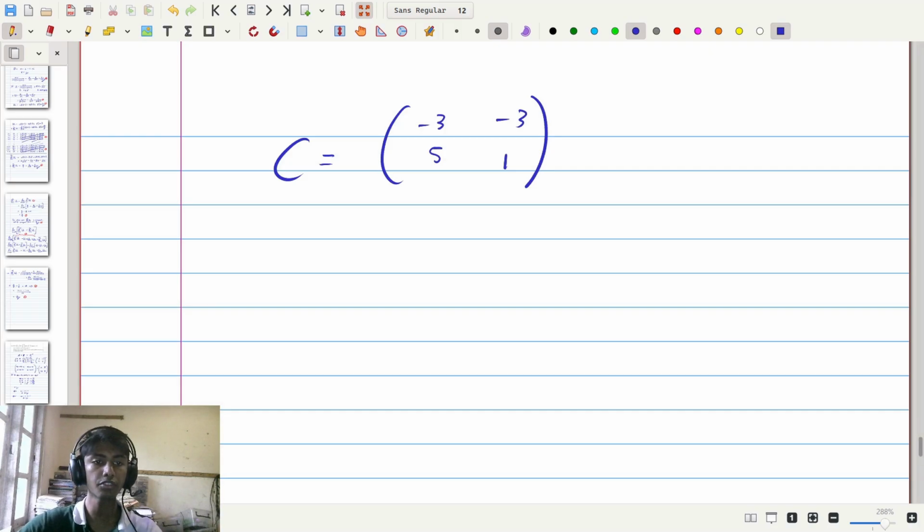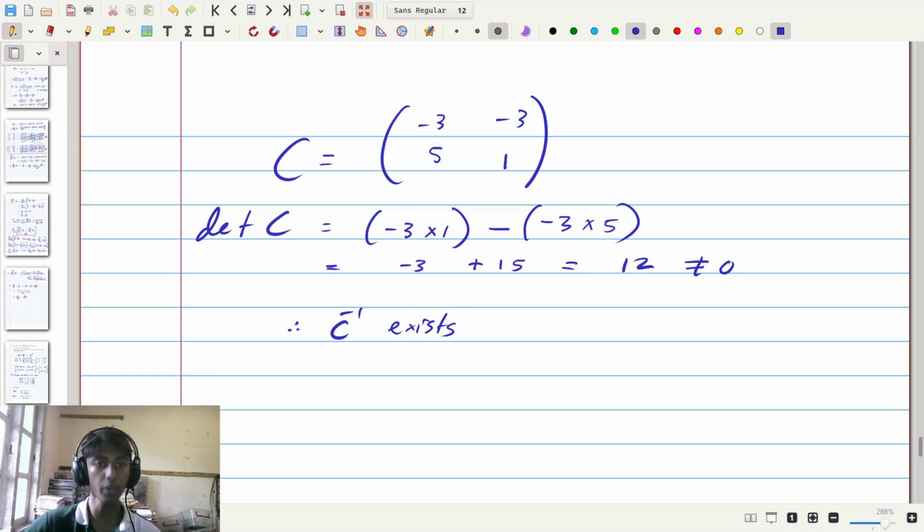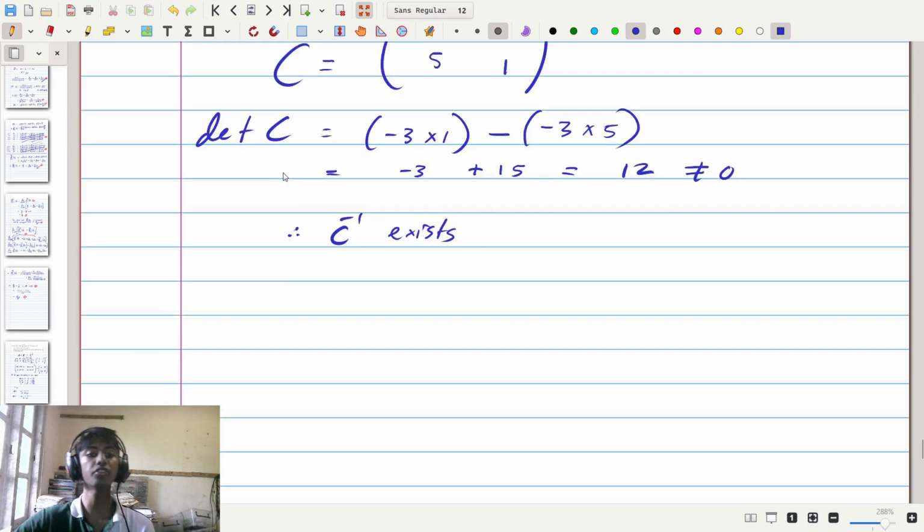So first, let's try to find the determinant of C, which is written as det C and sometimes written as modulus of C like this. So det C is equal to these two terms multiplied, which is -3 times 1, minus these two terms multiplied, which is -3 times 5. Simplifying this down, we can see the first term is -3 and the next one is minus -15, which is equal to plus 15, and therefore we get plus 15 minus 3, which is plus 12. So the answer is 12. And since 12 is not equal to 0, we can say C inverse matrix exists. And with that, we can directly substitute the formula to find C inverse matrix.